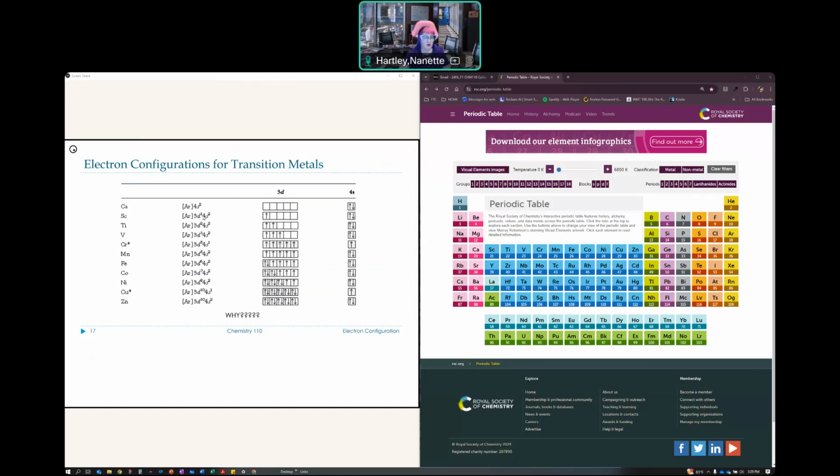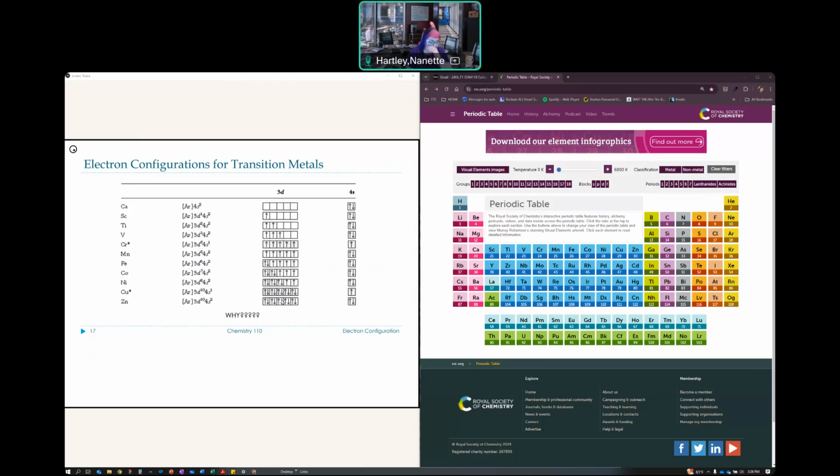And everything looks fine. 4s2, 3d1, 4s2, 3d2, 4s2, 3d3, 4s1, 3d5. What the heck? 4s2, 3d6, 4s2, 3d7, 4s2, 3d8, 4s1, 3d10? So there are some weird things that have happened there. Notice we go 1, 2, 3, 5, and 5. And then we've got 6, 7, 8, 10, and 10.